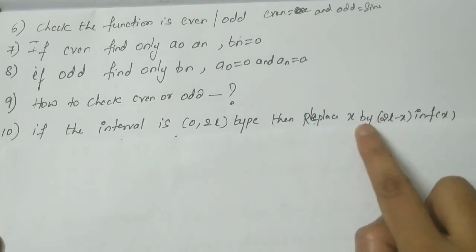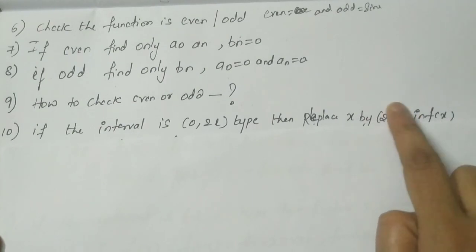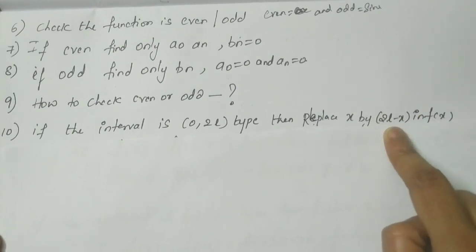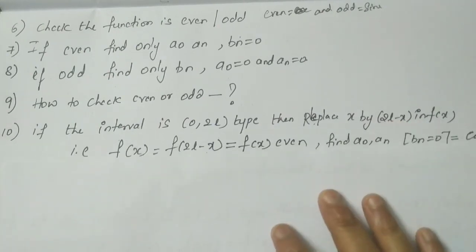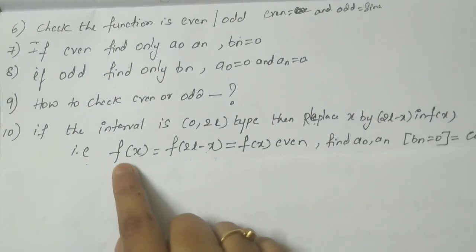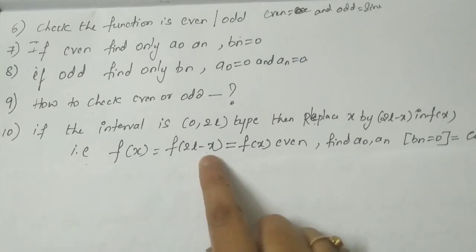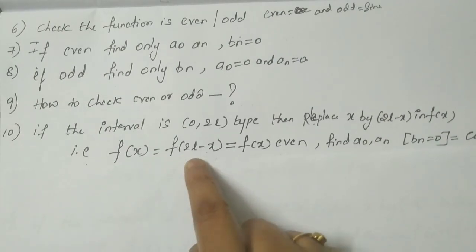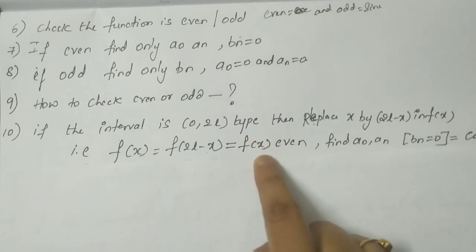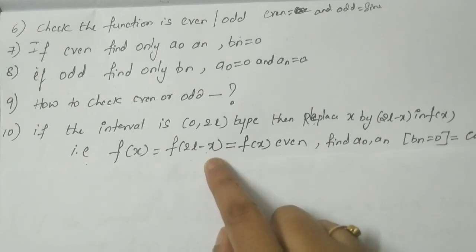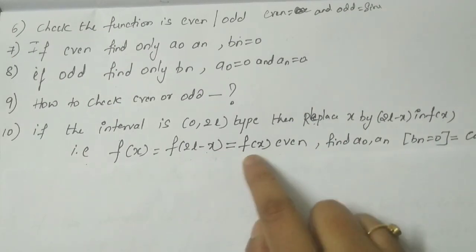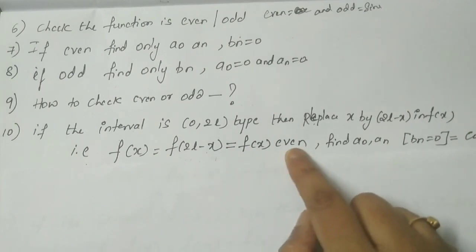For the function, you replace x by 2l minus x. This is nothing but the periodic function which you're doing. When you replace x by 2l minus x, after replacing, if your function is again f of x, that means you are checking the periodic condition. If you get back the function without any sign difference, then we say it is an even function.